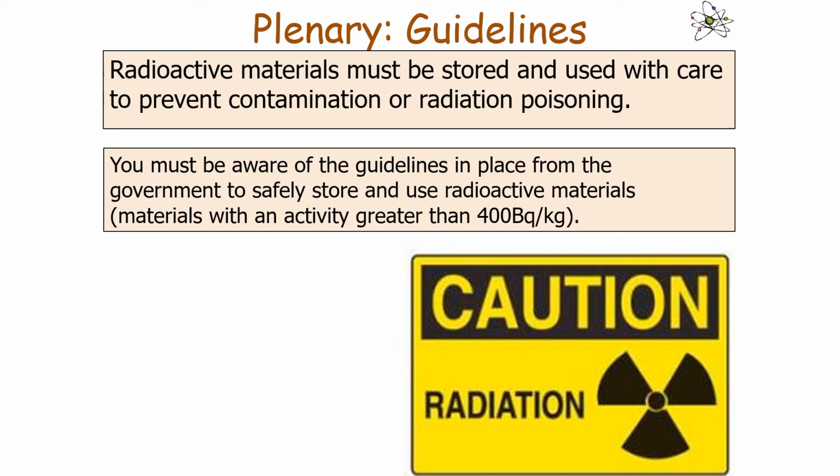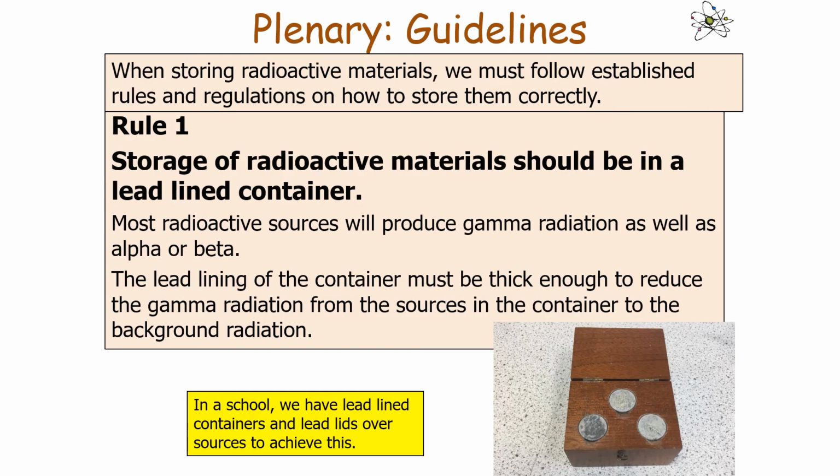Again, this applies to materials with an activity greater than 400 becquerels per kilogram. The first rule is the storage of radioactive materials in a lead-lined container. Most radioactive sources will produce gamma radiation as well as alpha or beta. The lead lining of the container must be thick enough to reduce the gamma radiation from the sources in the container so it goes to the level of the background radiation.